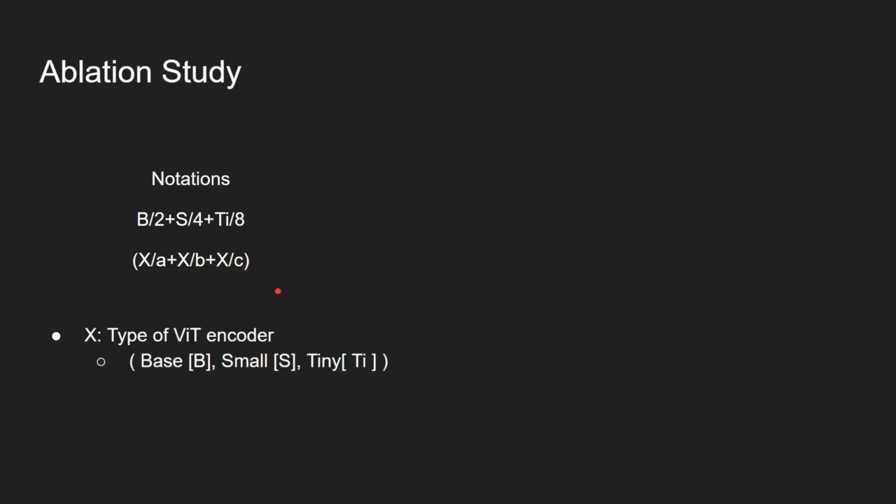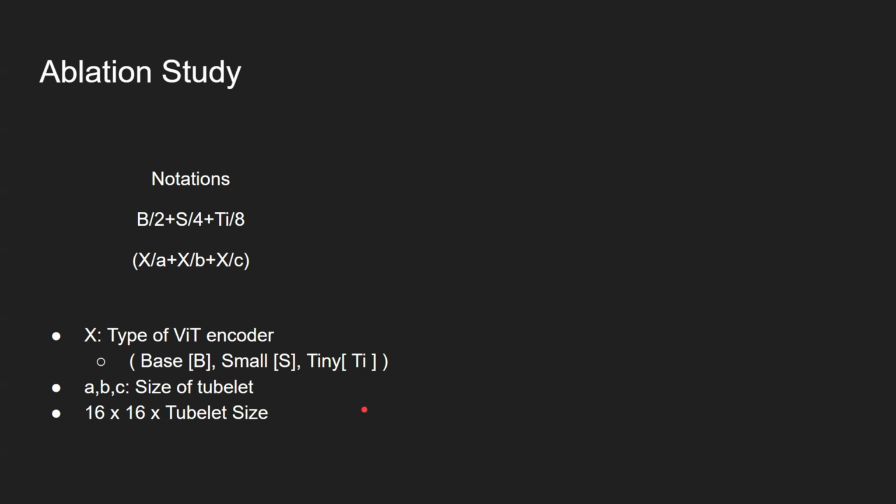Now, before I deep dive into the ablation study, I would like to go through some of the notations used in the tables. This is a sample architecture name that you will see in the tables. Here there are three parts, which signifies that there are three view encoders involved in the architecture. Each view encoder has a character and a number associated with it. The character is the type of ViT encoder, and the number is the size of the tubelet. In all the experiments, they did a spatial crop of 16 cross 16. So this is the final token size.